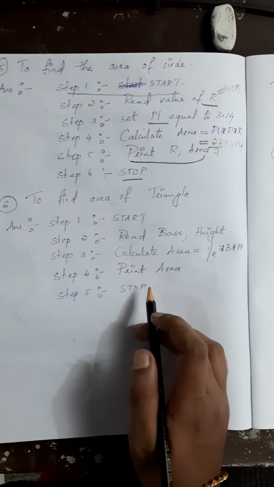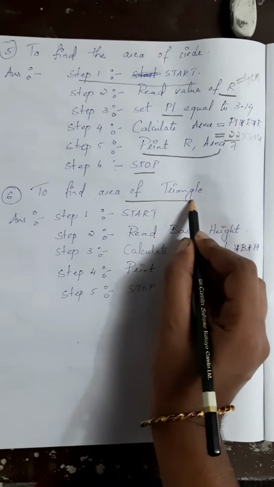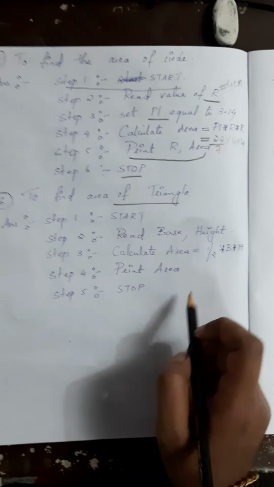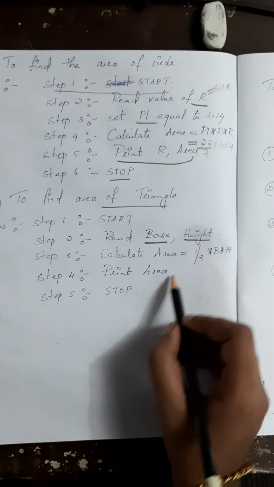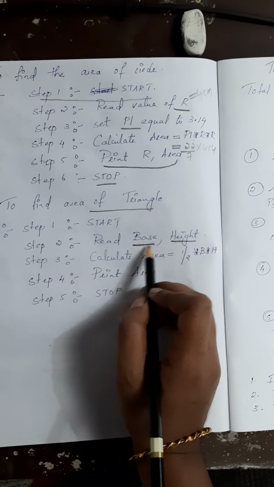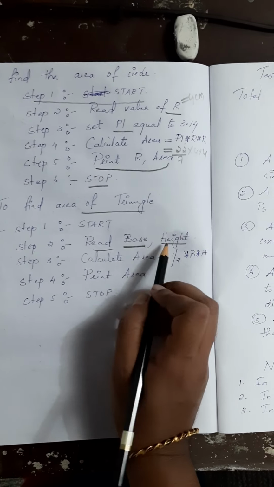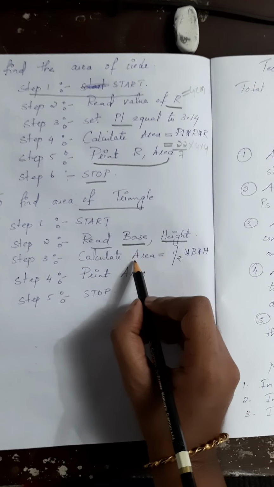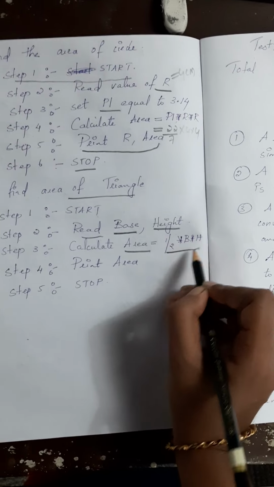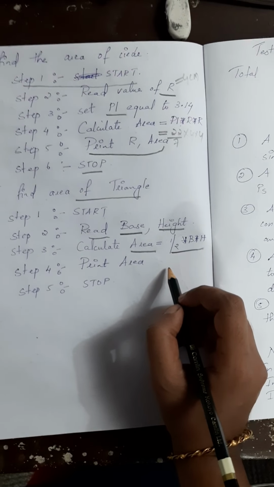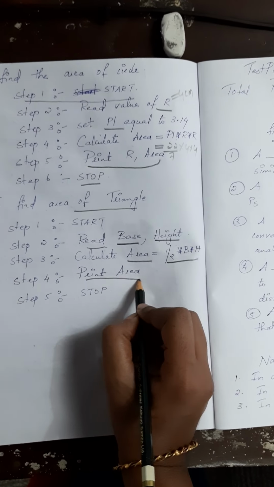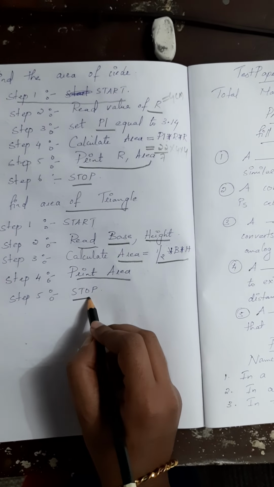And look at the next algorithm, to find the area of a triangle. We know that for finding the area of the triangle, we need two input values, that is base and height. Okay, so in the input statement, you need to give two values, that is base and height. Read base and height. Then you have to give the equation. The equation for finding the area of triangle is area is equal to half into b into h. Okay, and then you have to print. For getting the output, you have to print the area, and at last you have to stop your algorithm.